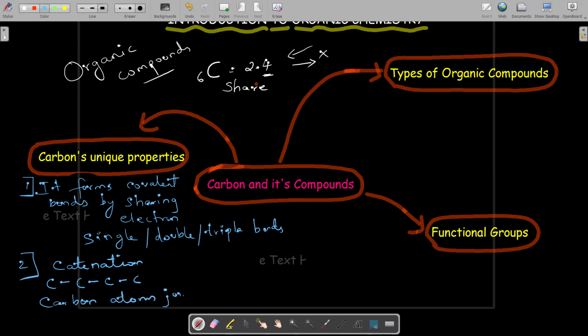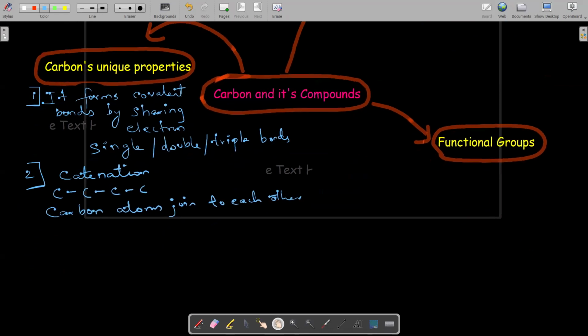They join to each other to form long chains. They can either form long chains or also form rings. So carbon atoms can also arrange themselves as rings. Remember, they can either form long chains or they can arrange themselves into rings.